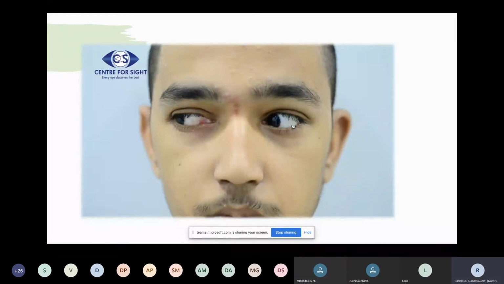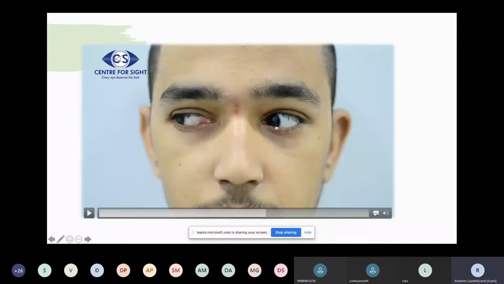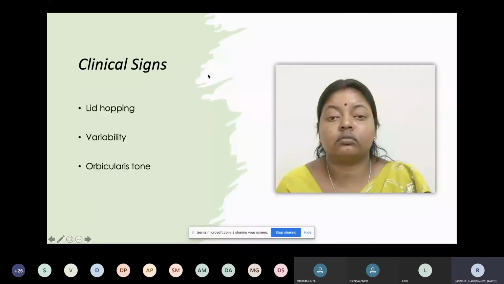So that's why it's called pseudo-von Graefe's sign, when there is a lid lag when the patient looks down, but it is not because of thyroid. So this is pseudo-von Graefe's sign. And pseudo-Argyll Robertson is where there's a pupillary constriction when the patient adducts this eye. All right, so that's about the third nerve.